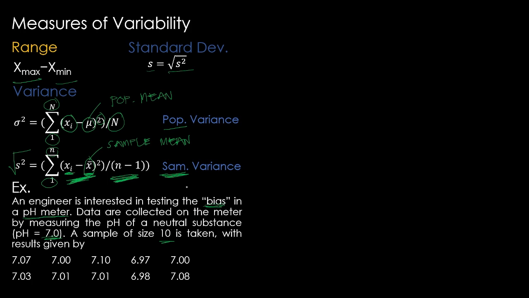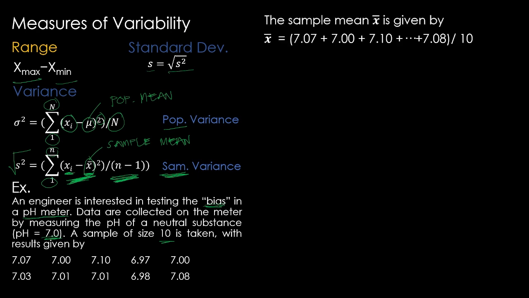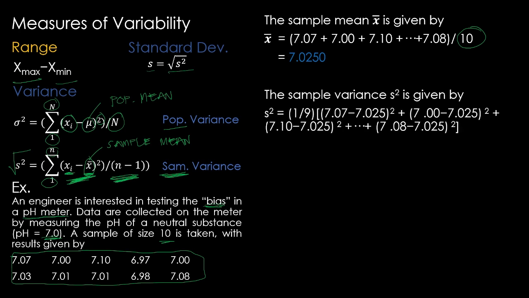We need to check the bias, meaning we need to check for its variance and our standard deviation. So ganito lang yan. By this point, we all know how to determine the sample mean. We just need to add all of these values right here, and then divide that by the sample size, which is 10. The sample size is 10, and our sample mean is 7.0250.